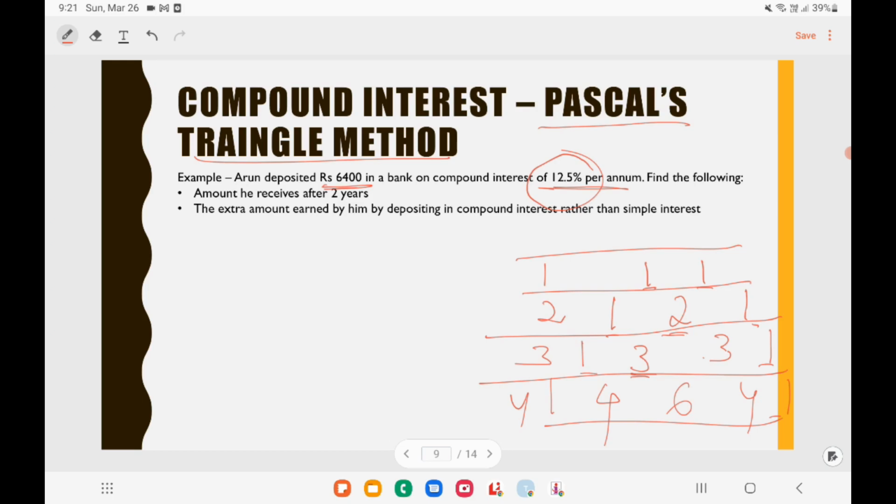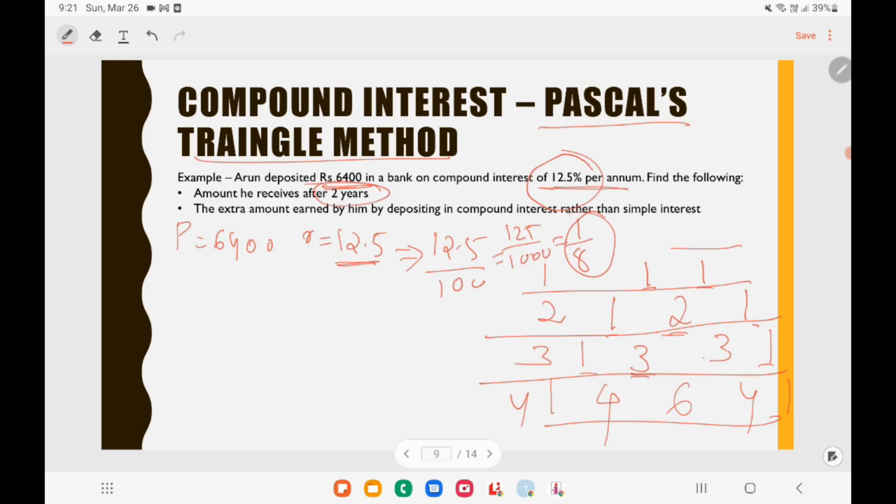So here what you need to do is that, again, same as before, same as the tree method, here the principal is 6,400, the rate is 12.5. So you need to write this 12.5 in fractional form. Okay, so 12.5 is actually 12.5 by 100. So that is, you will get 125 by 1000. So that is equal to 1 by 8. Okay, so the R is 1 by 8.